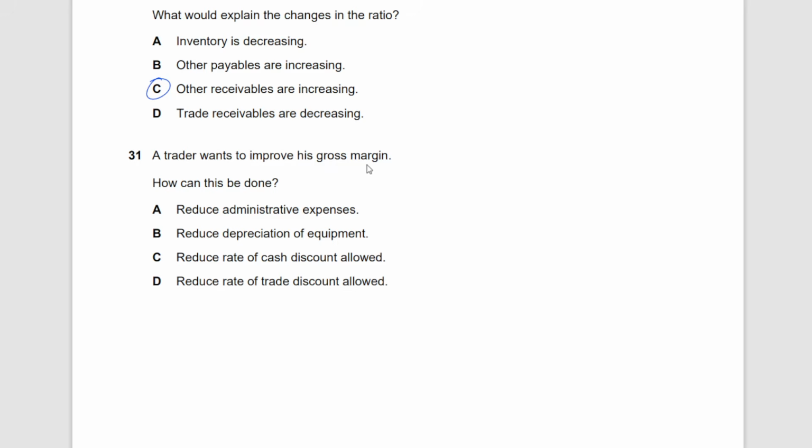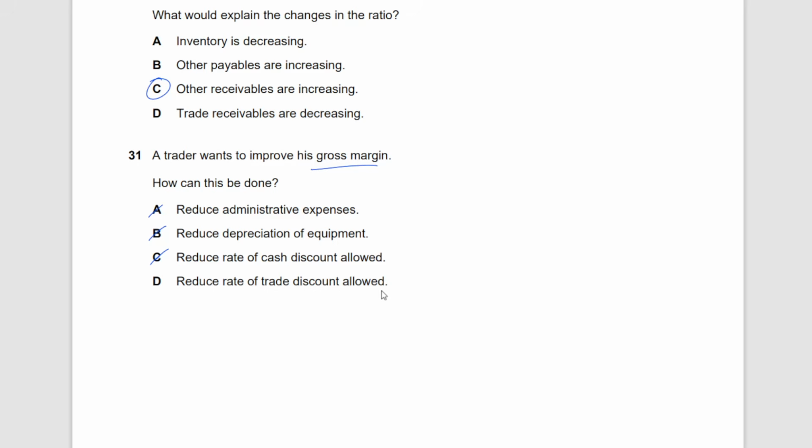Okay, we're talking about gross margin, gross profit. We need to improve gross profit as compared to sales. Reduce administrative expense? That is not even part of calculating gross profit. Not the answer. Reduce depreciation? Again, that's part of other expenses. That comes after gross profit. Reduce rate of cash discount? Again, this comes after gross profit calculation.